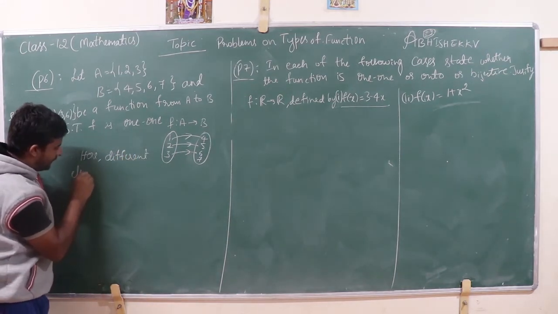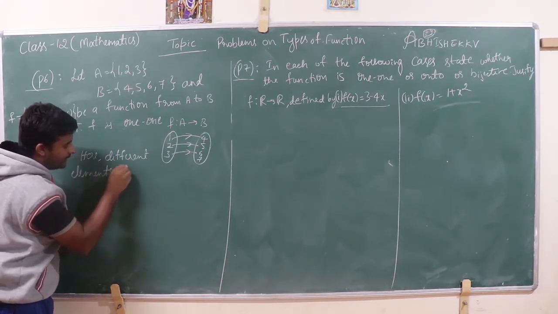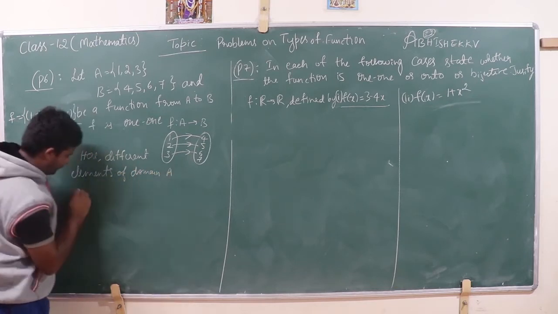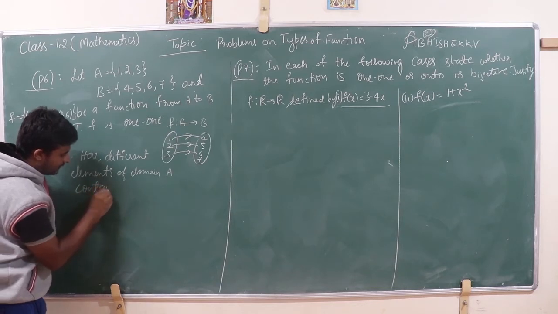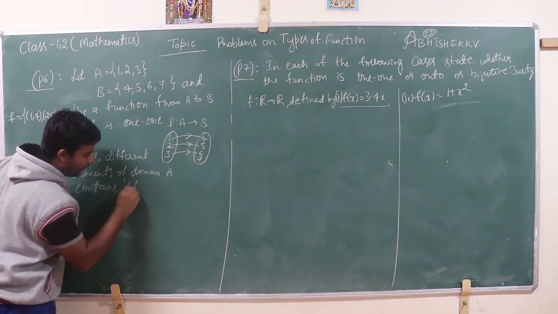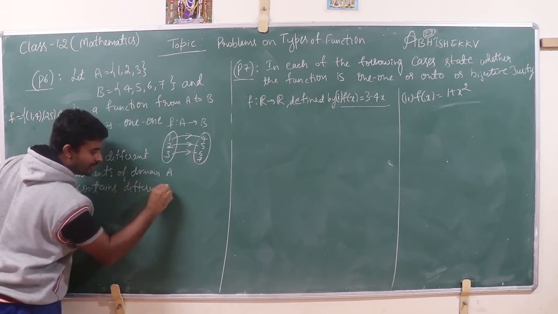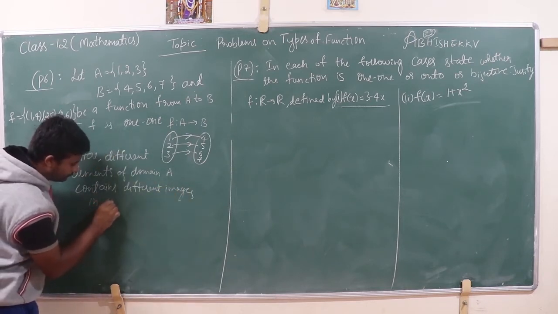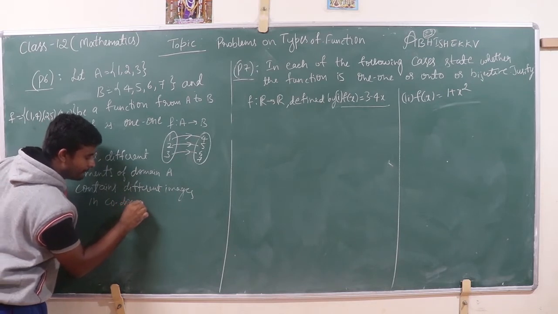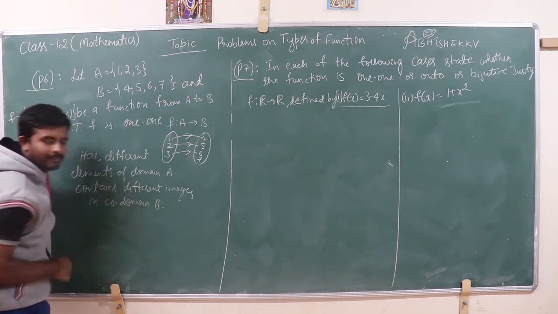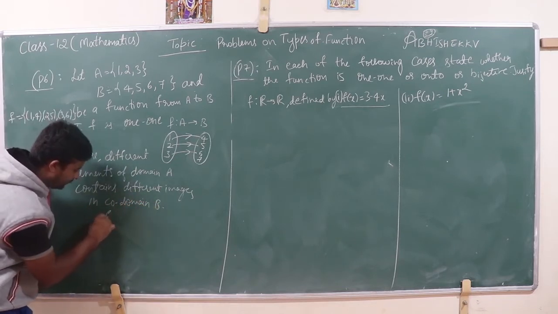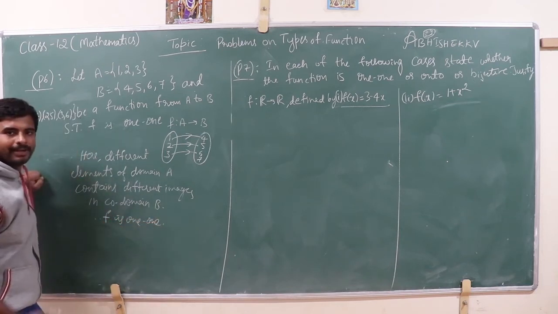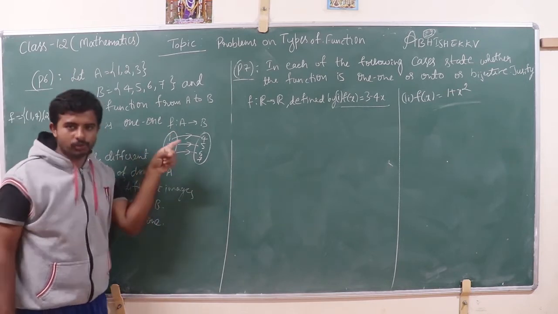Different elements of domain A have different images in codomain B. Therefore, f is one-one. My question is, is it onto?